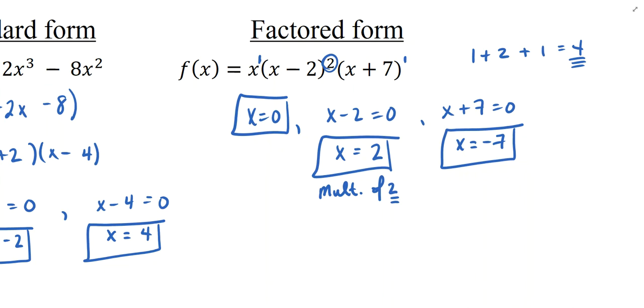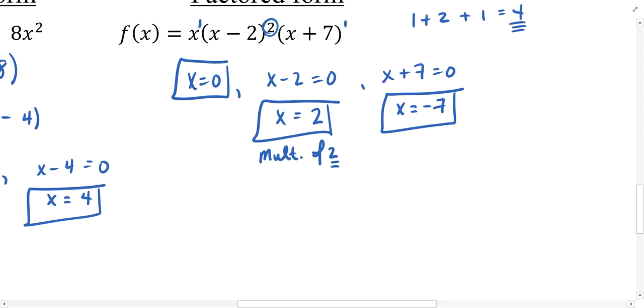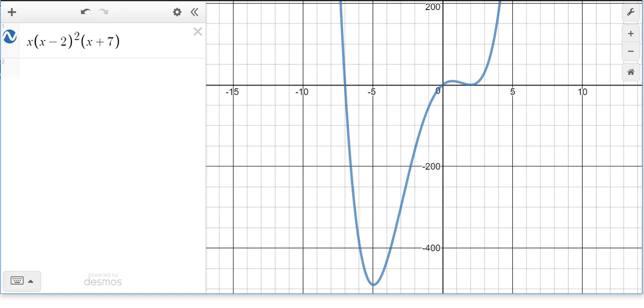We find that the solutions are x equals 0, +2, and -7. The multiplicity of the second solution is 2. Therefore, the graph of the function will behave like a quadratic at this location, and the graph will behave like a linear function around the other 2 solutions. And here is an image of that graph.